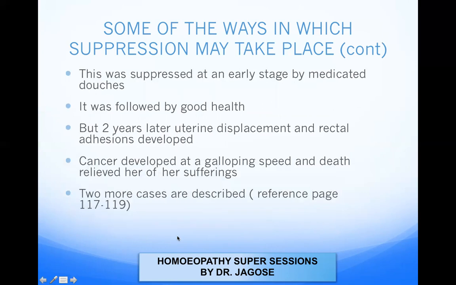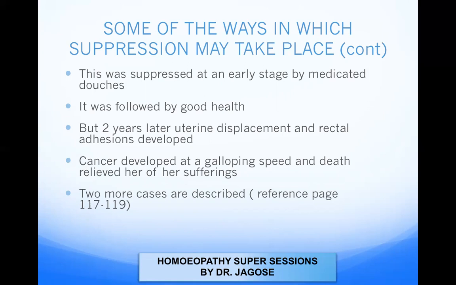It was then followed by good health, so the patient thought she was totally cured. But two years later, uterine displacement and rectal adhesions developed. Cancer developed at a galloping speed, and that relieved her of her suffering. So, as you can see, because of suppression the disease traveled from the superficial level to a deeper level, that is the uterine displacement and rectal adhesions, and cancer developed and death relieved her of her suffering.